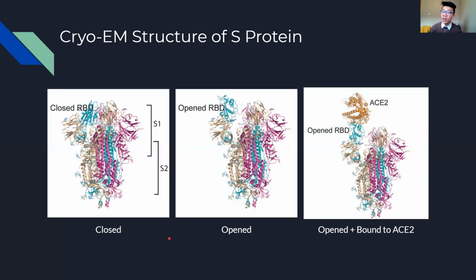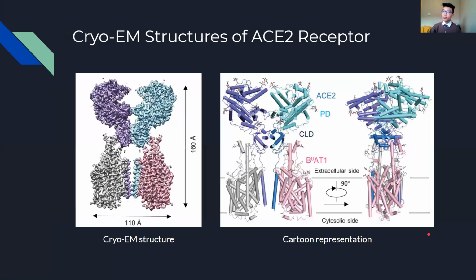And so, on this slide are 3 protein structures of the SARS-CoV-2 S protein that are all identified using cryo-electron microscopy. You can observe the S1 and S2 subunits as shown here, as well as the closed, open, and open bound to the ACE2 receptor conformations. And in these 3 different conformations, the protein structure of the S protein goes through a subtle conformational change, but a conformational change nonetheless.